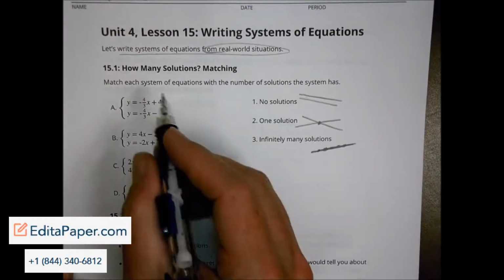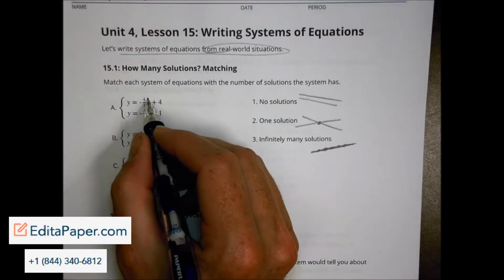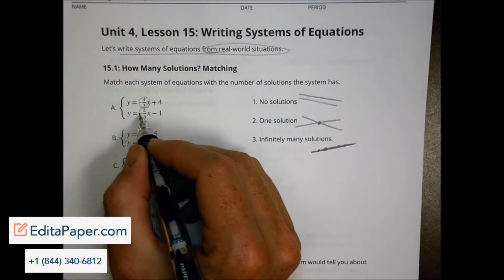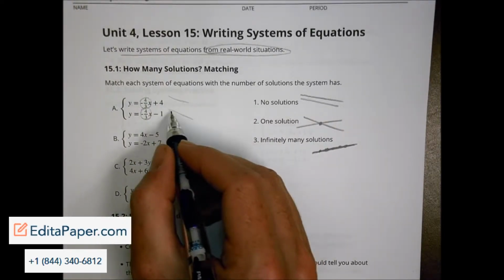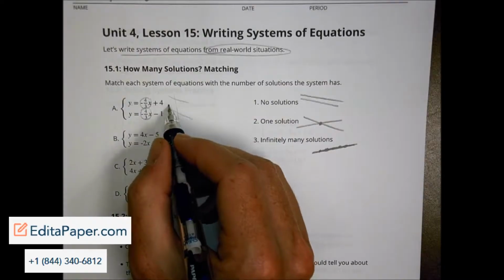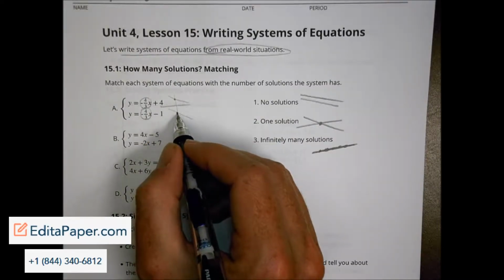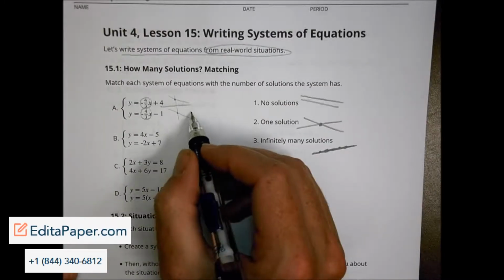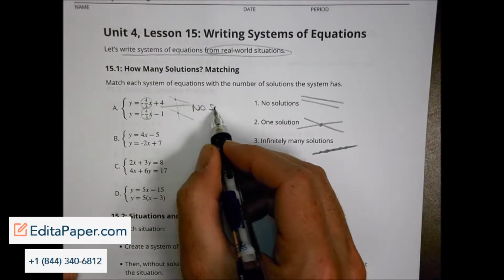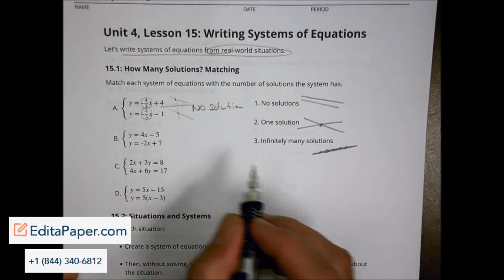Okay, so when we first look at this first one, we see we have the same slope, which means they're going the same direction, in this case negative and negative, but a different starting point. One is starting at y equals plus 4, and one is starting at y equals negative 1, which means they're never going to cross, so in this case we would have no solution for letter A.